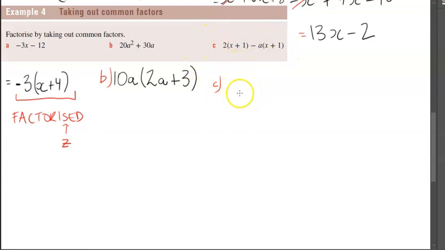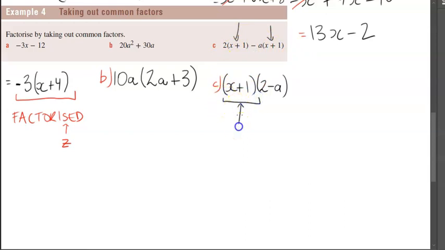Now this one here, there is a commonality. What we have in common is x plus 1. So if I take out x plus 1 as my common factor, or divide both of these terms by x plus 1, what I'll be left with within this bracket here is just this 2 and this negative a. And that's it. I don't need to put the bracket there because I've already got a bracket there, and the negative a. That's all there is to it. Because this term here, even though it's in brackets, it's still got a commonality between these two terms. So I've just taken it out as my common factor.